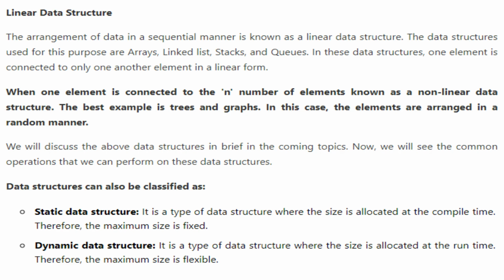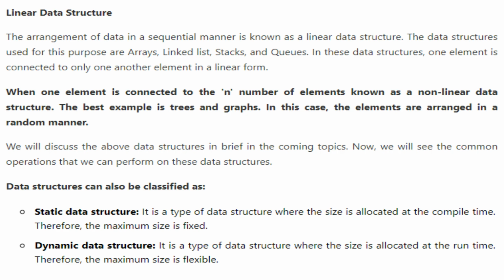Now when one element is connected to n number of elements, it is known as non-linear data structure. The best examples are trees and graphs. In this case, the elements are arranged in a random manner. For example, if you know, trees have multiple branches and multiple leaves. It's not linear. It's got lots of things going on.